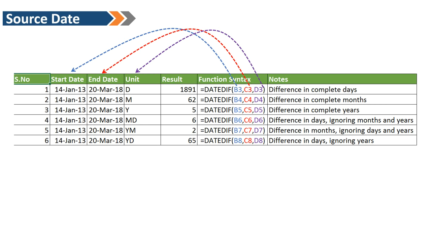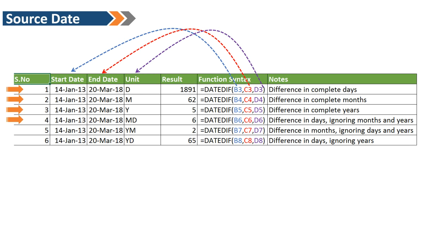When you put D as a unit, it will calculate the difference in complete days, the whole duration in days only. When you put M as a unit, it will calculate the difference in months only. When you put Y as a unit, it will calculate the difference in years only.